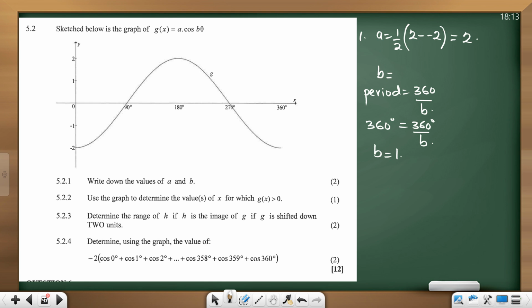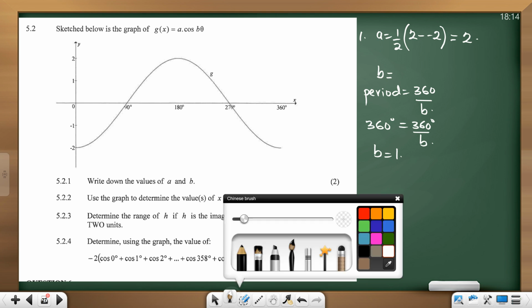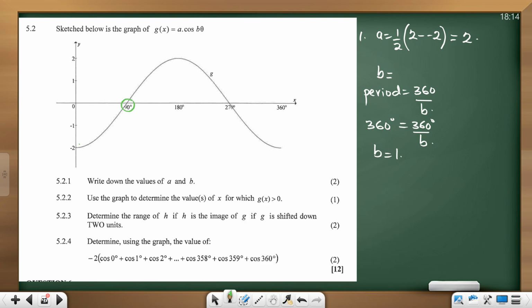Don't guess. I don't want you to guess. Or alternatively, you would do what we did in the first session. Look at what I'm going to do. Let's look for a point where we know the coordinates. Can you find a point for me where we know the coordinates? Okay, 90 and 0, or that.